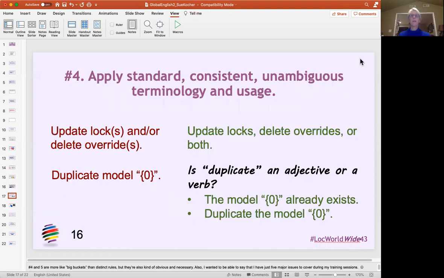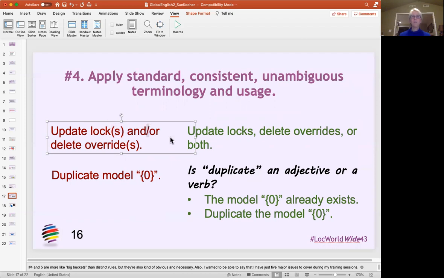There you go. The 4th global English issue is a big bucket. Number 4 and 5 are big buckets. Again, these are things that you should be paying attention to for any kind of text. Use standard, unambiguous terminology and grammatical usage. So this might be standard in English, but it doesn't work in any other language. There's no other language that has an S plural form. So they don't know what to do with this. The translators, I'm not sure what to do with such a thing.